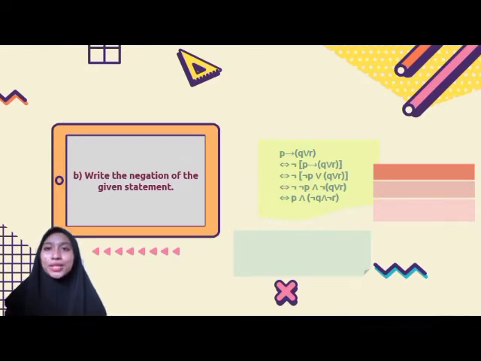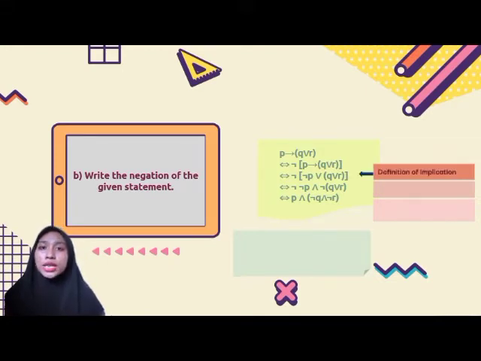Next, example 2B. Write the negation of the given statement. First of all, we need to turn the given statement into symbolic form. So, p implies (q or r). Next, the question asks us to negate the statement. By using the definition of negation, so, not [p implies (q or r)].